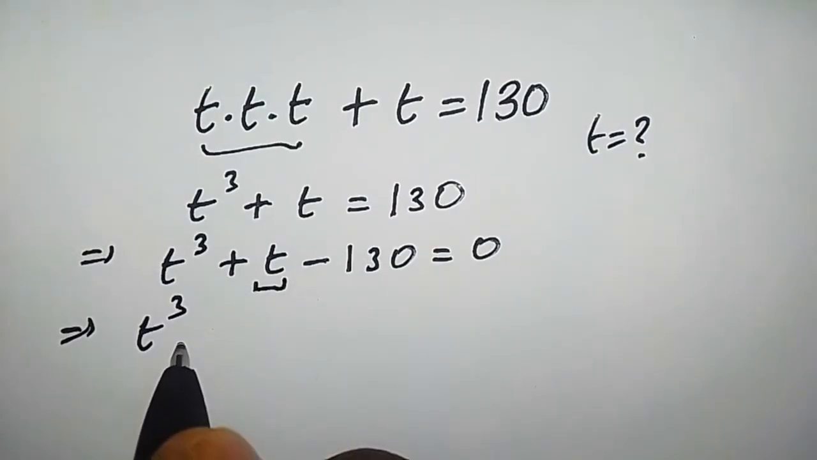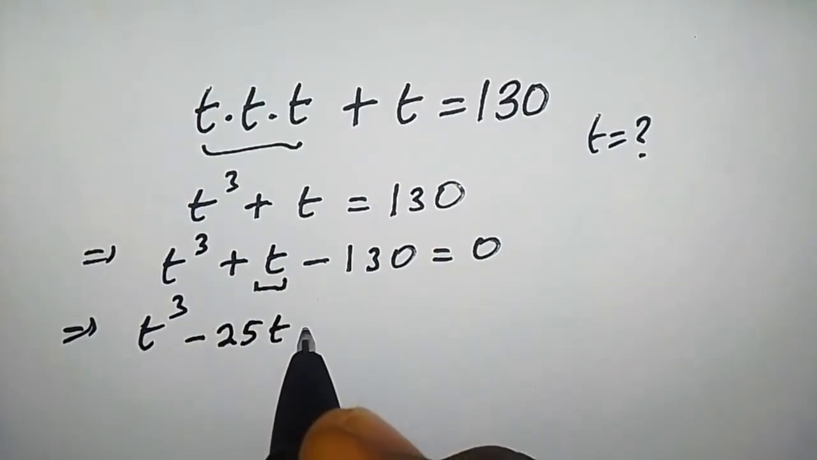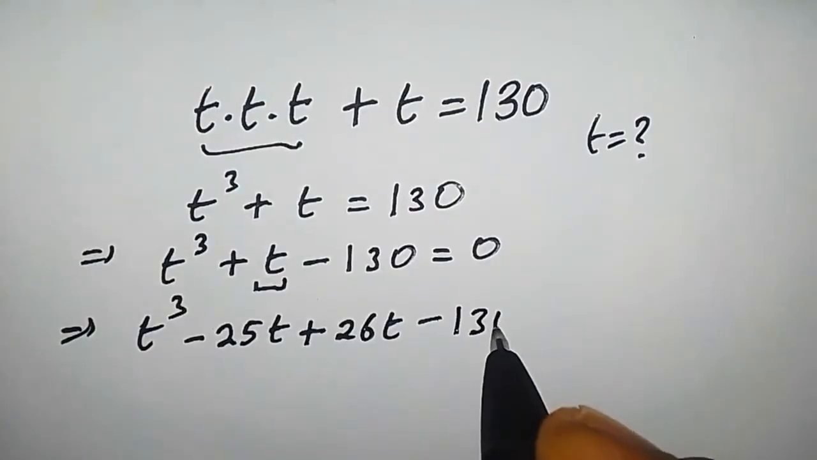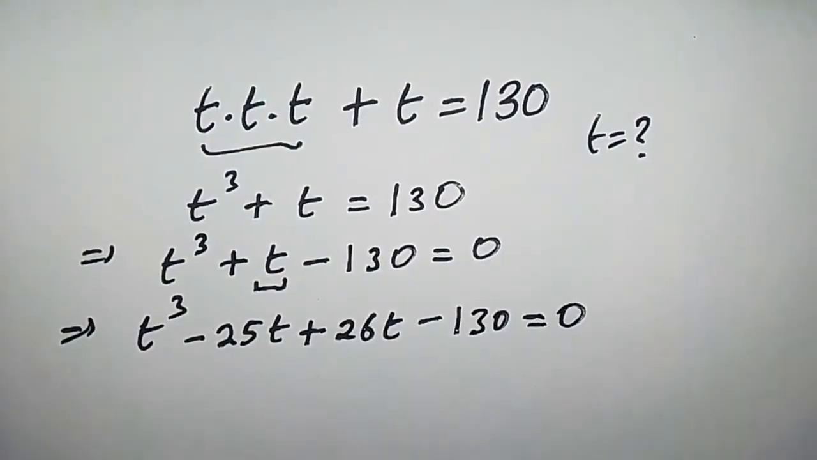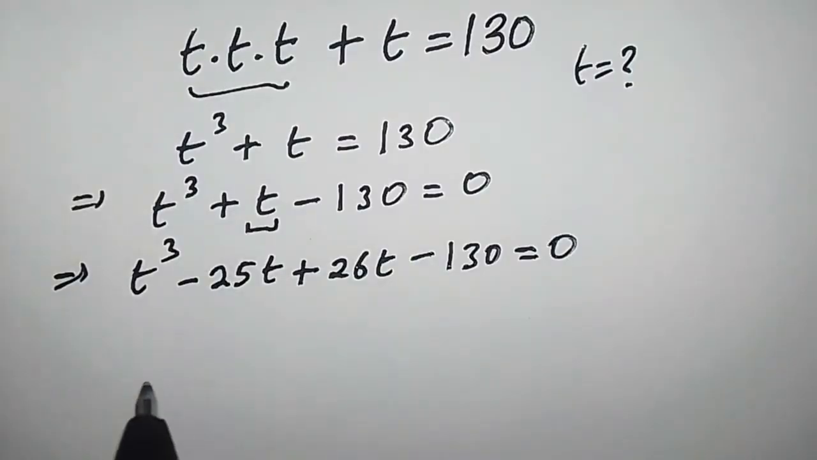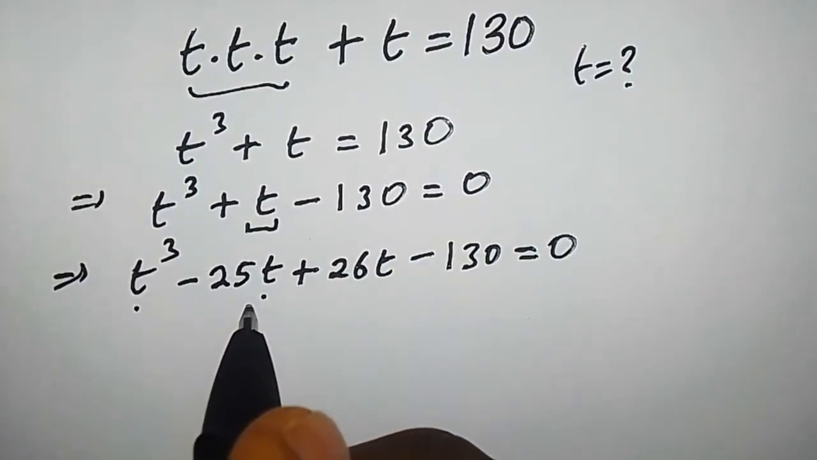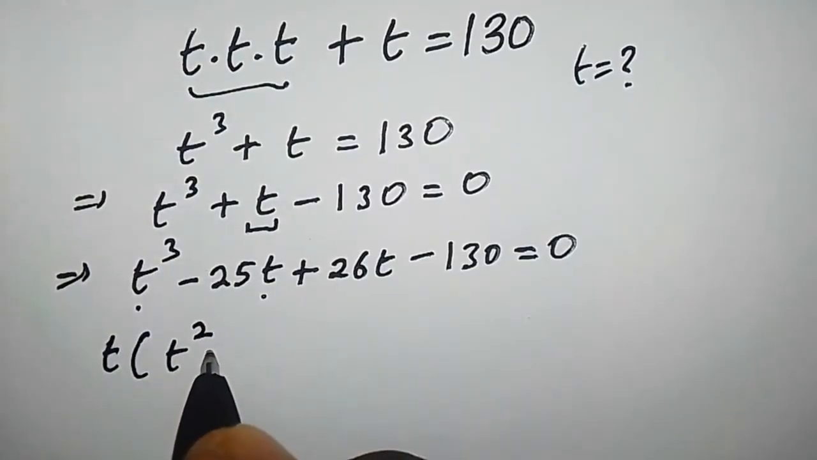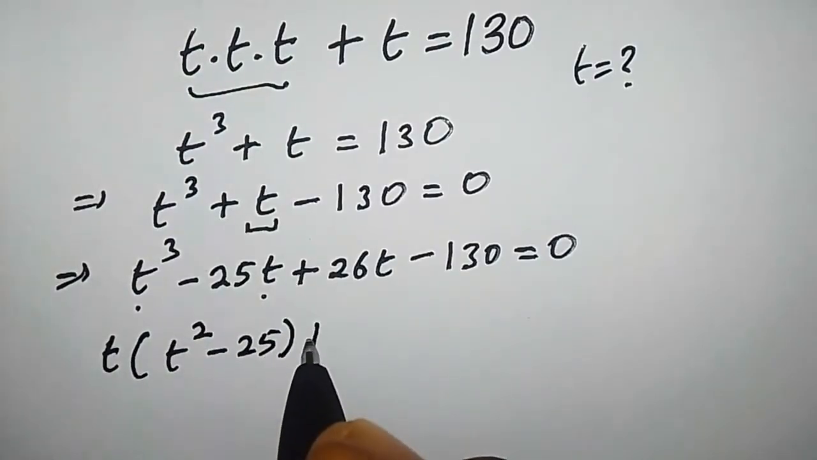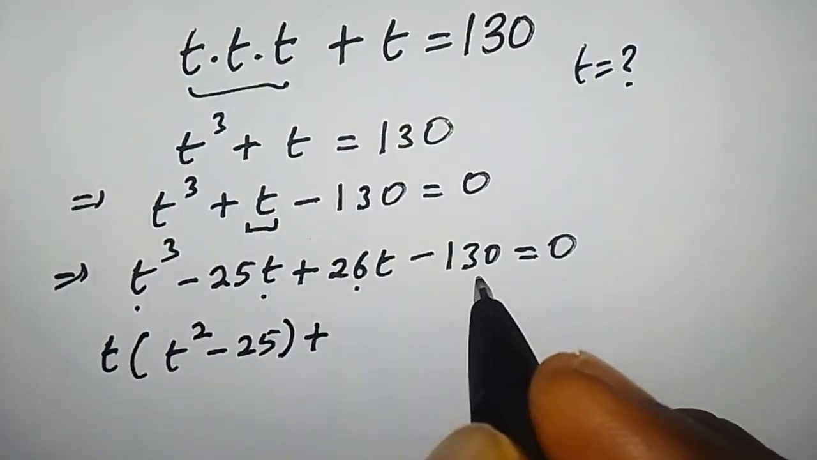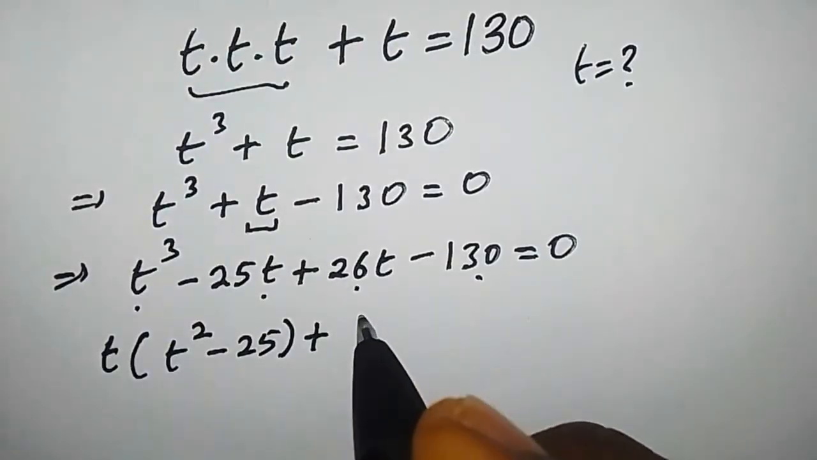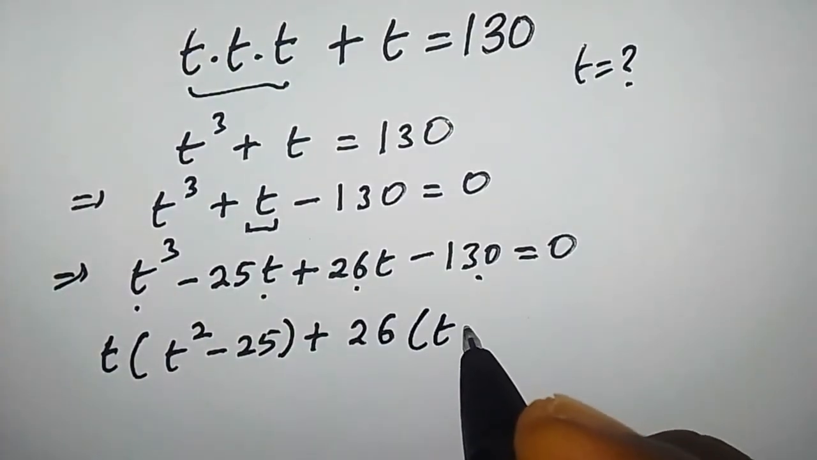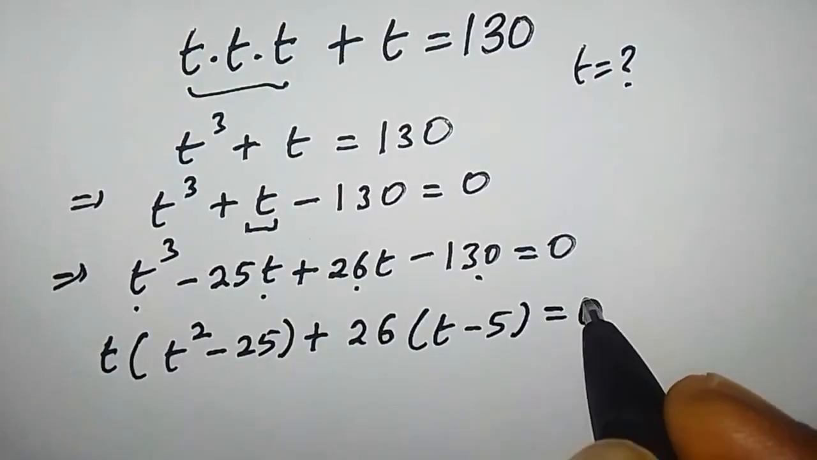t could be written as minus 25t plus 26t minus 130 equal to 0. Let's continue. From these two terms, we can factor out t. So that will be t into t square minus 25, plus, also from these two terms, what is common? 26 is common, we can pull it out. So that will be 26 into t minus 5 equal to 0.